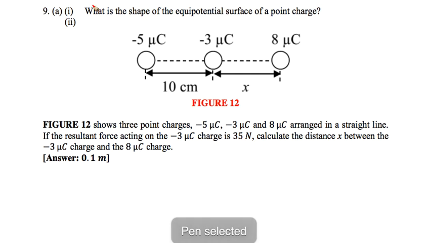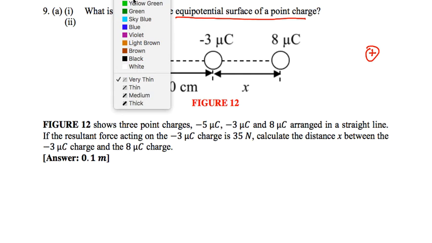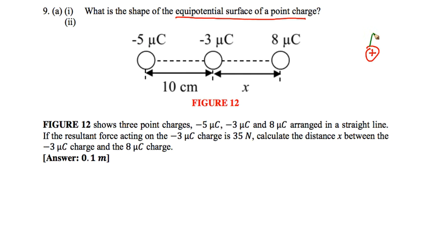Hello. Number 9a. What is the shape of the equipotential surface of a point charge? Let's say you have a point charge, and let's say this is a positive charge. So the electric field produced by the positive charge here is directed outward, right? This is outward, right?